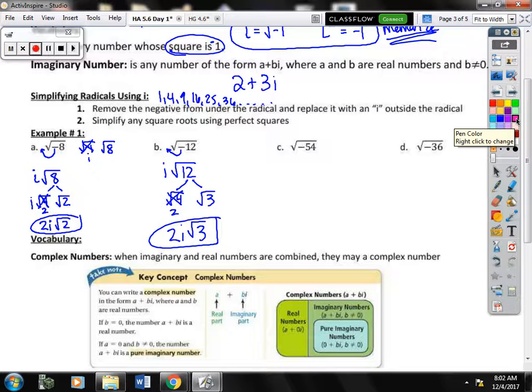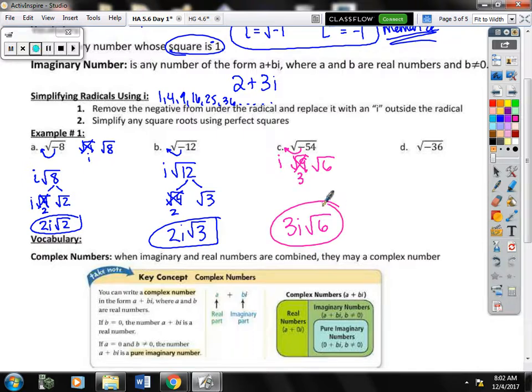Ashley? Very good. We should have made this i, bringing our negative out, times the square root of 9 times the square root of 6. Those are the two numbers that multiply back to get us 54, one of them being a perfect square. Taking our perfect square and then rewriting it in kind of a normal form. Then how about D? Gary?